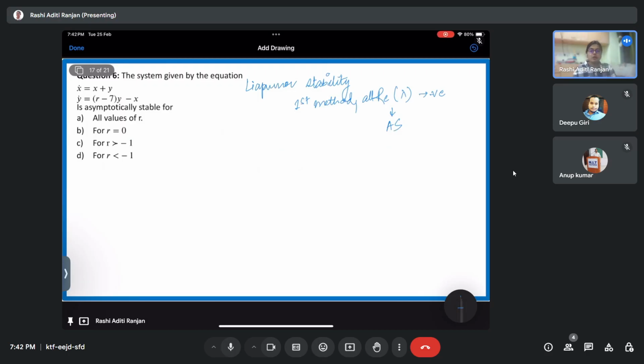So what will we do for the system? We will first check whether all the real parts are negative. Remember, this is for the Jacobian matrix. If all the real parts of the eigenvalues of the Jacobian matrix are negative, we say that the system is asymptotically stable. So we'll just apply it. We first find the Jacobian, which is nothing but 1, 1, minus 1, r. So we find J minus lambda I.